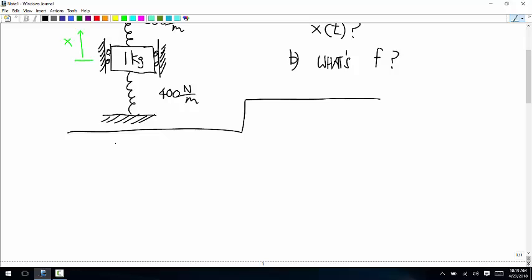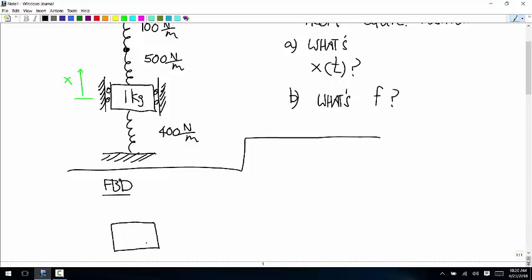Okay, so I'm going to start with the free body diagram. And I'm going to treat it as two separate springs. The one at the top, 1 over k is equal to 1 over 100 plus 1 over 500. So that is 6 over 500. So k is 500 over 6. What's that? 83.3 repeating.